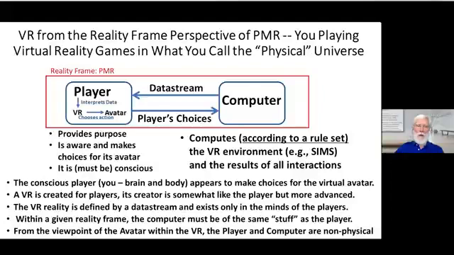The player is aware and makes choices for its avatar. It must be conscious. And indeed, we'd say from the viewpoint of our physical universe that we are the player, right? The computer, according to a rule set, that rule set is defined by, say, the Sims team or World of Warcraft, whoever created that. It has a rule set, things that can happen, things that can't happen, what's allowed. That's what the rule set does. So it computes, according to the rule set, the environments and the results of all interactions.